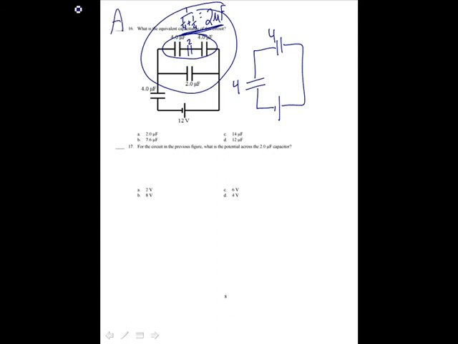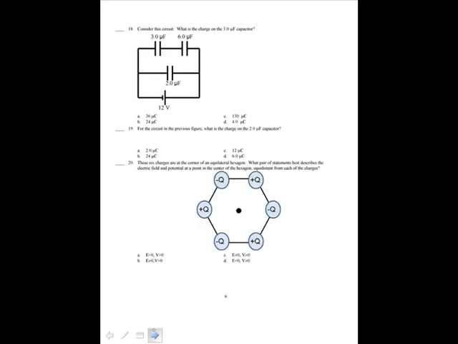For the circuit in the previous figure, what is the potential across the 2 microfarad capacitor? So I want to know what is the potential across this capacitor. Well, I have 12 volts here, and these two capacitors then will both have 6 volts because they're identical and they're in series. And since this capacitor is the equivalent of these which are in parallel, then this 2 microfarad capacitor is going to have the same voltage or the same potential, which is 6 volts. So number 17 is C. Consider the circuit. What is the charge on the 3 microfarad capacitor?